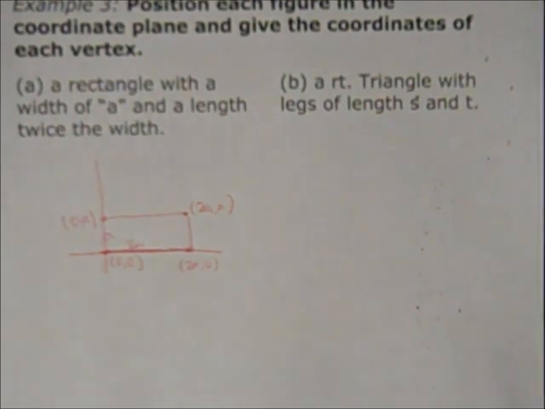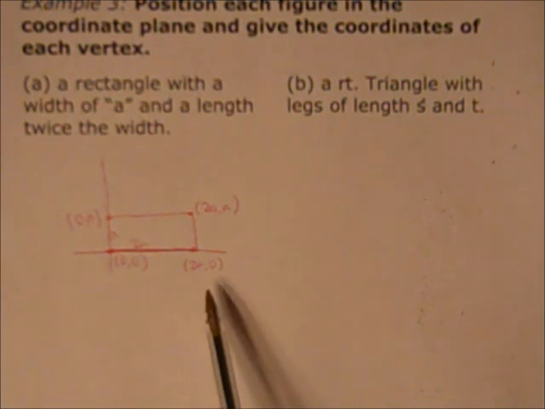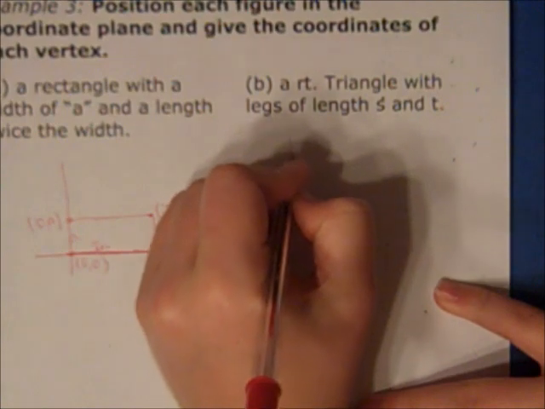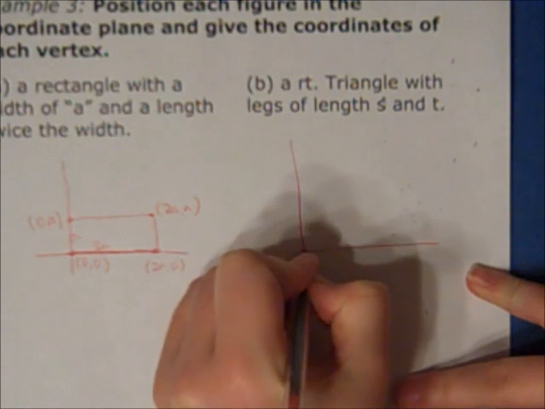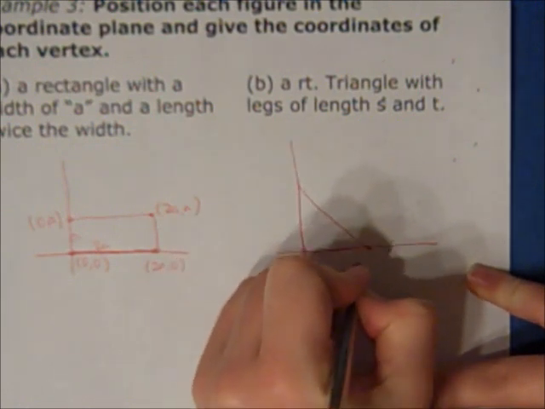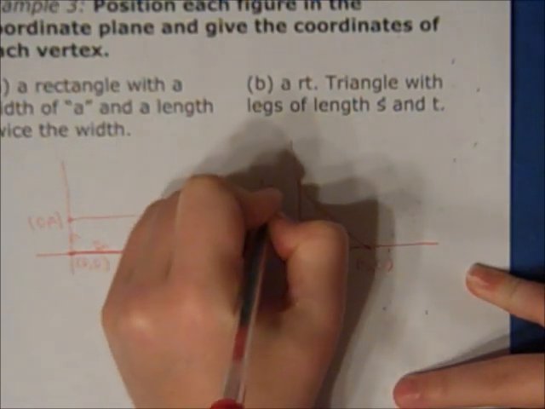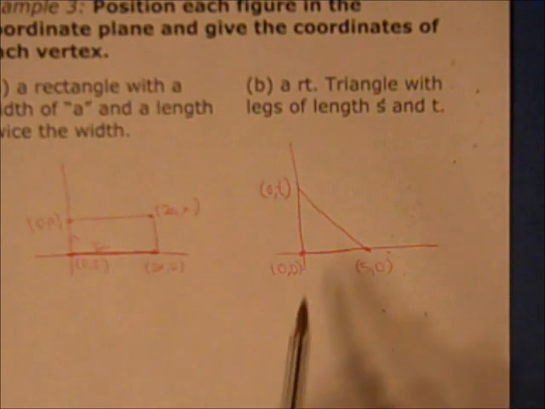So same concept, same strategies, only now instead of putting 6 and 4 or 3 and whatever, I just use variables instead. Okay, y'all try B. A right triangle with lengths of S and T, so we could do that same right triangle that we did before, but instead of 2 and 4, I can say that this is S, 0, 0, 0, and 0, T. This isn't the only way that you can do this, so if you did a different way, that doesn't necessarily mean you're wrong. This is just the easiest, most traditional way.